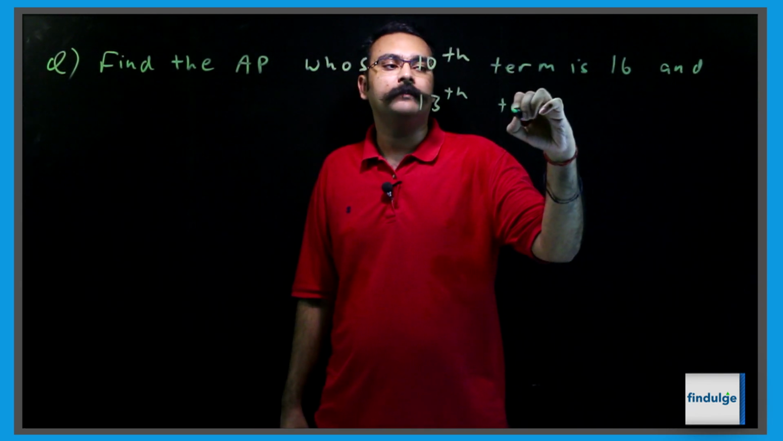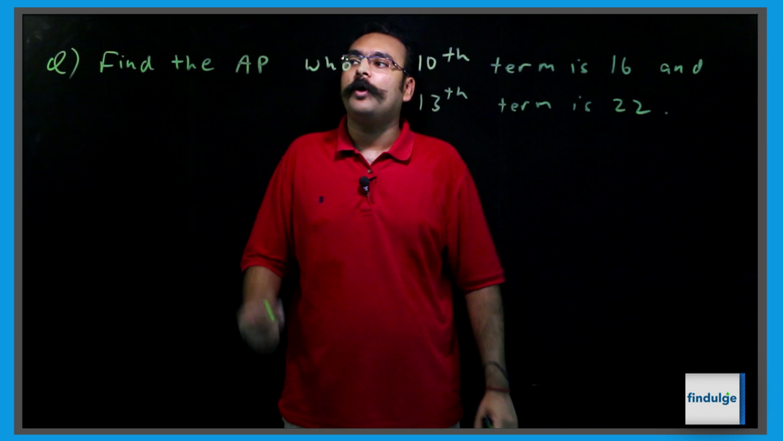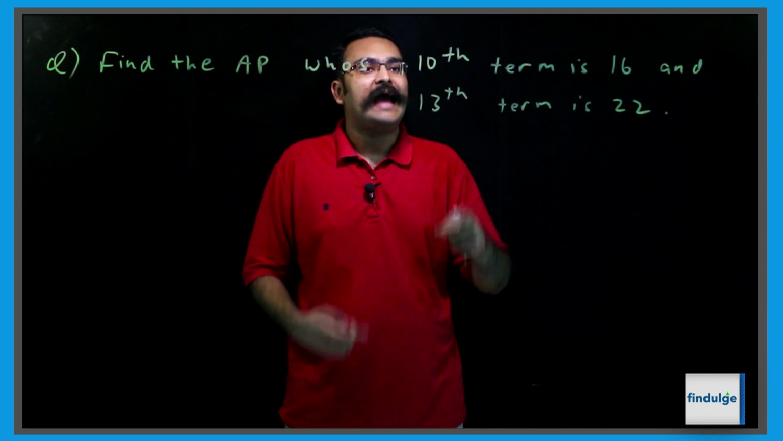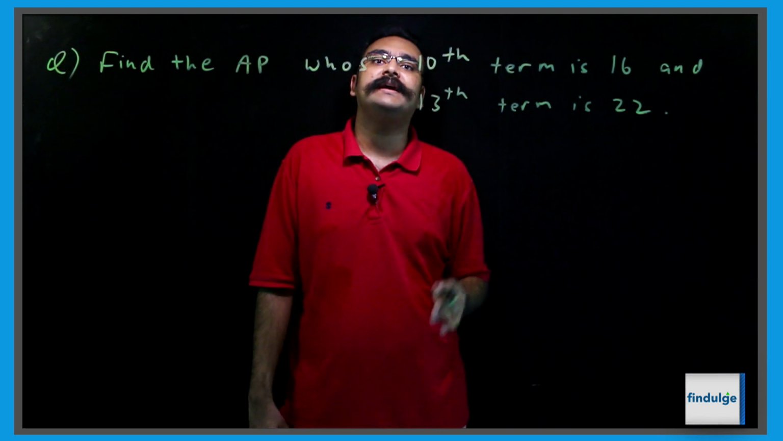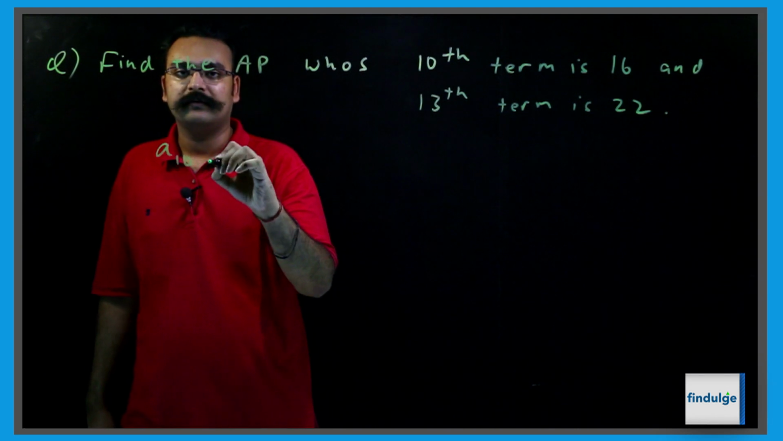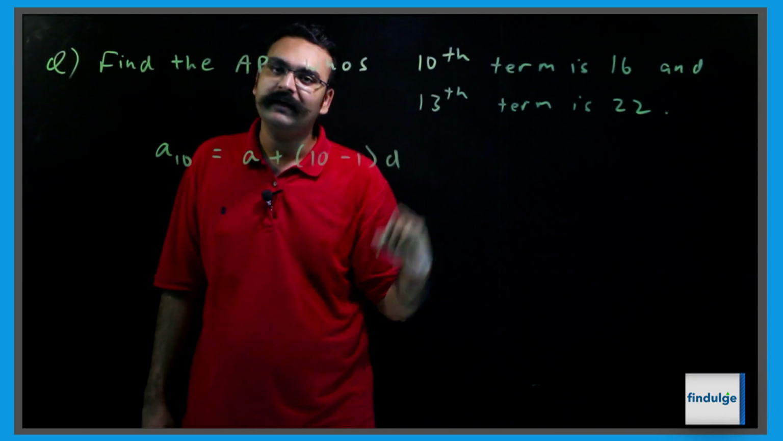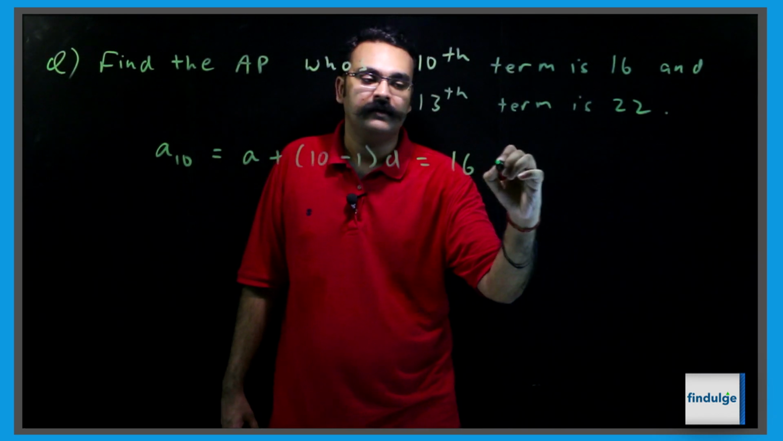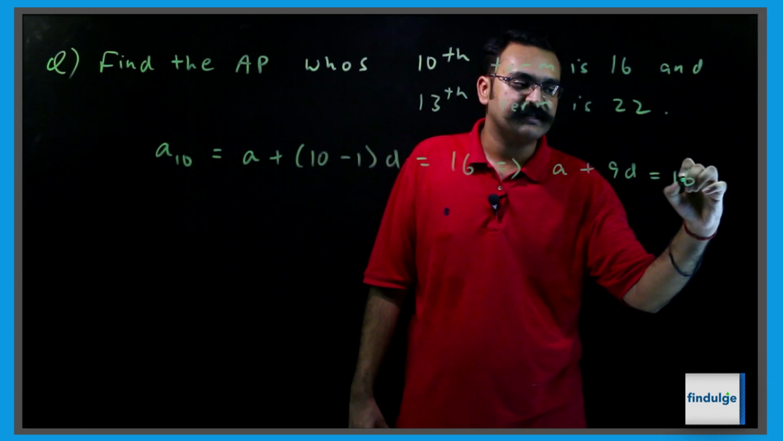13th term is 22. So what we will do is, obviously we don't know what our A is and we don't know what our D is. We have n and A n for a couple of terms. So we will simply create the formulas for that. A10 is equal to A plus 10 minus 1 into D, which is equal to, we are told that our 10th term is 16. This simply means that A plus 9D is equal to 16.